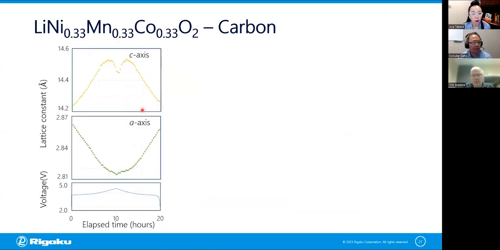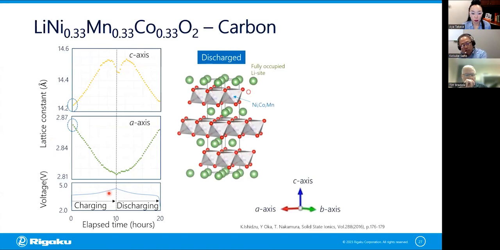This observation on the NMC cathode was discussed in the past, and one of the professors found and explained why and how the C-axis and the A-axis of the NMC crystal change this way. It's kind of funny, right? The C-axis expands, but at some point the C-axis shrinks. I'm plotting the lattice parameter, or lattice constant, of the NMC crystal along the C-axis and the A-axis, together with the potential profile here. Up to 10 hours, this is charging. From 10 hours to 20, this is discharging.